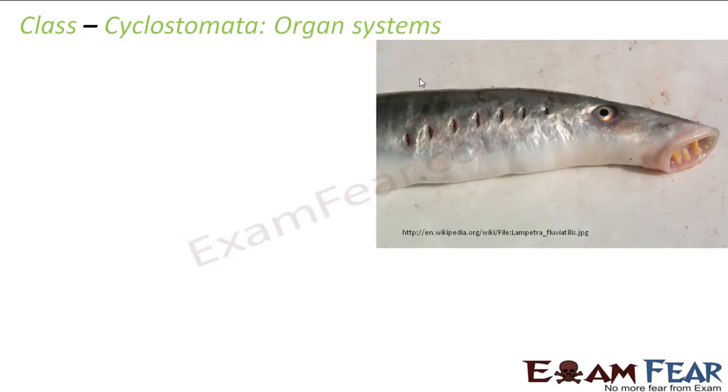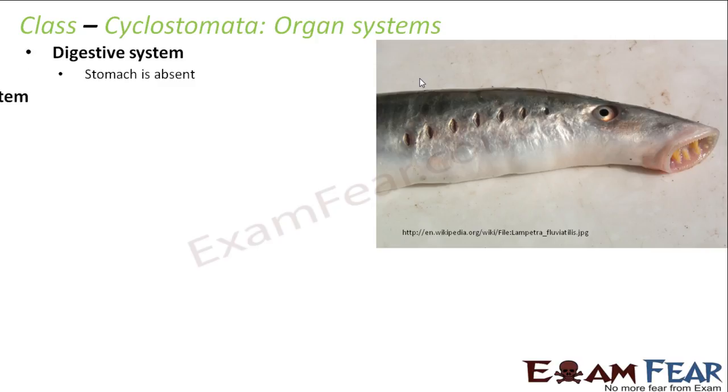Let us talk about the organ systems of Cyclostomata. Talking about digestive system, they do not have a stomach. So the stomach is absent. What happens here? The food pipe directly goes to the intestine, because in normal cases the food pipe goes to the stomach, and from the stomach the food enters the intestine. But in this case the food pipe directly goes to the intestine because there is no stomach.